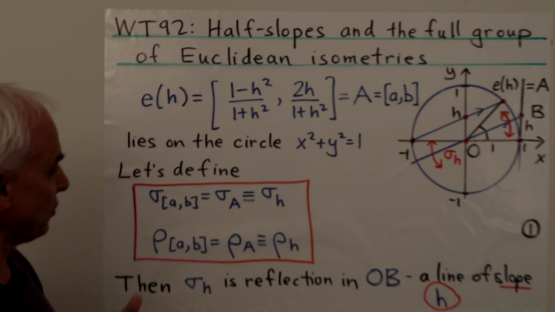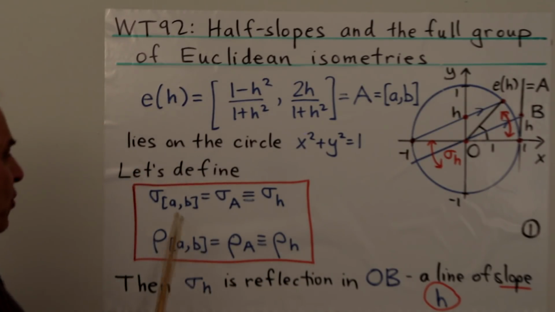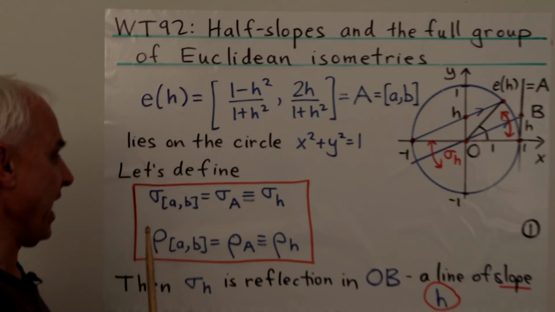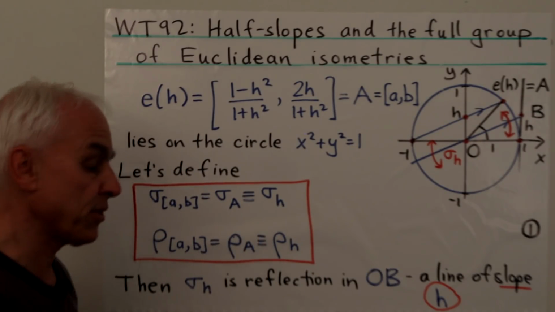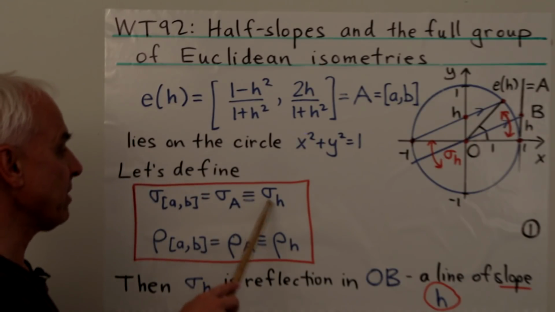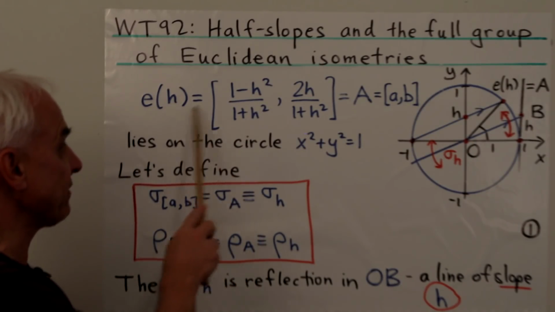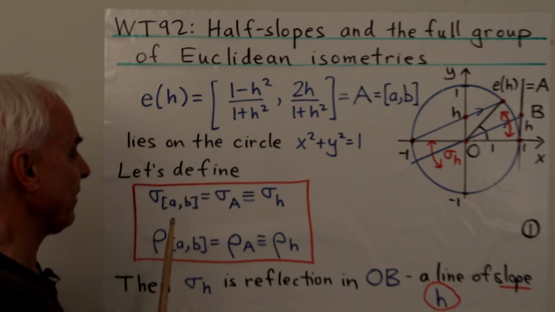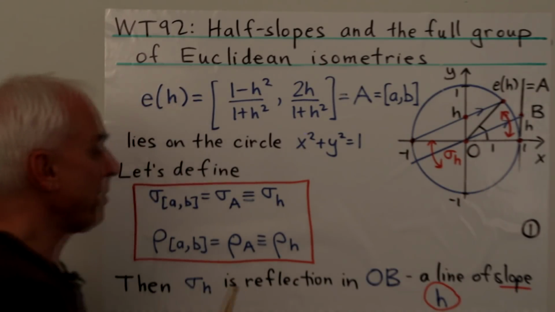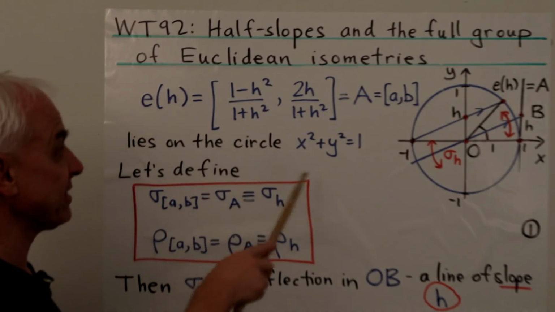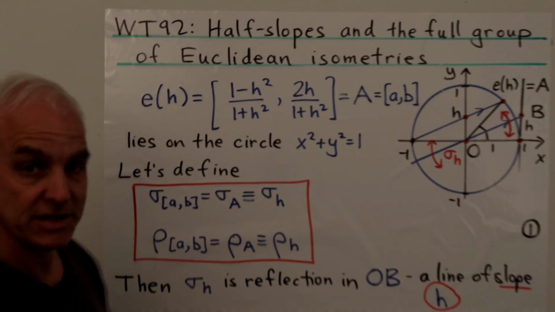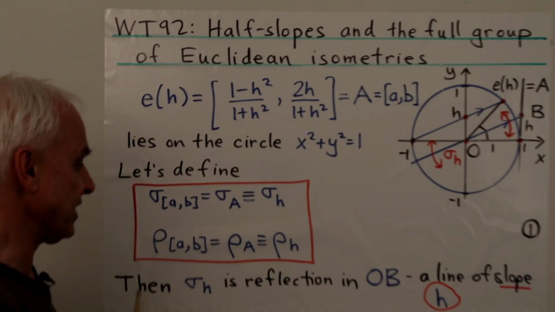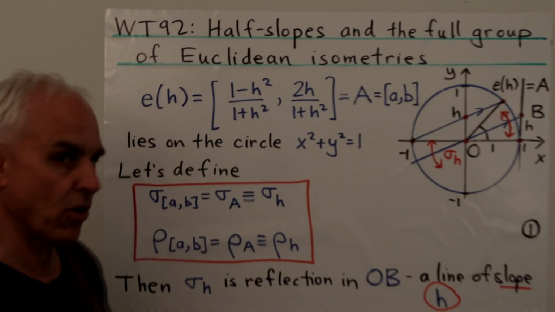That motivates us to introduce some slightly new notation. So the reflection sigma AB, which we've already talked about as being sigma A, so these are just the same things, we're going to now introduce a third notation for it, just sigma sub h, because h is the half slope of A and h determines the point A. So we can represent this reflection not just by the point A on the unit circle, but also by the number h, which is the half slope of that point A. And exactly in a similar fashion with the rotations, we have rho AB, otherwise known as rho sub A. We can now refer to that also as rho sub h.